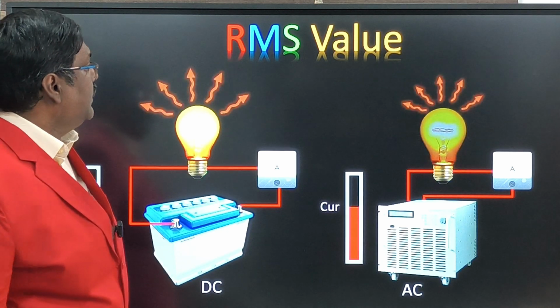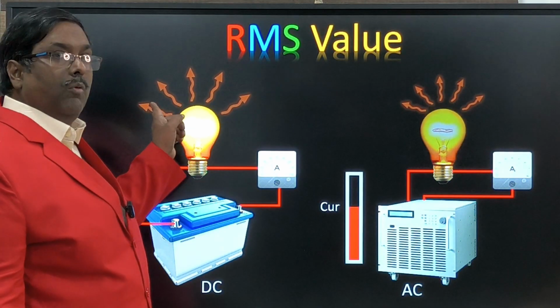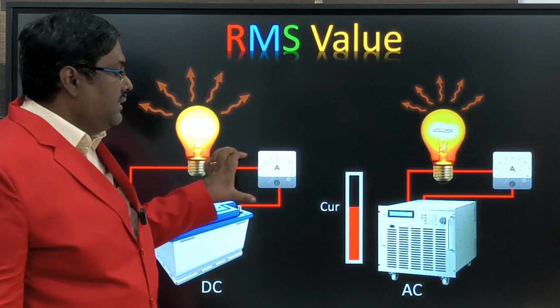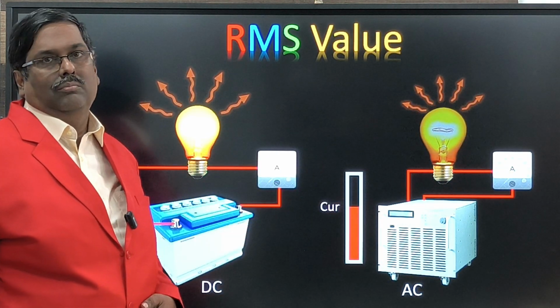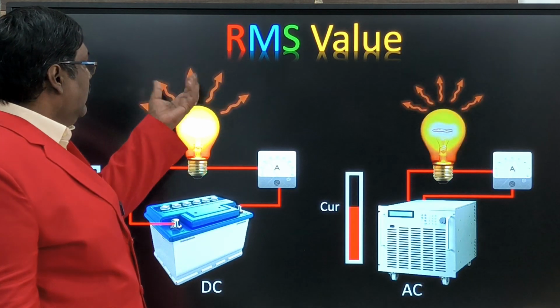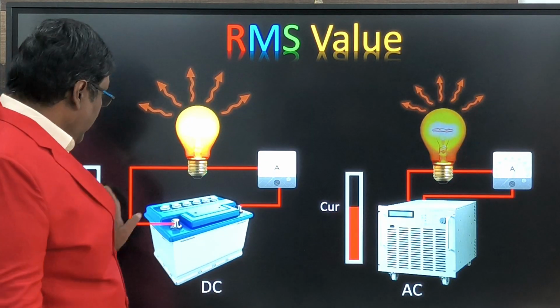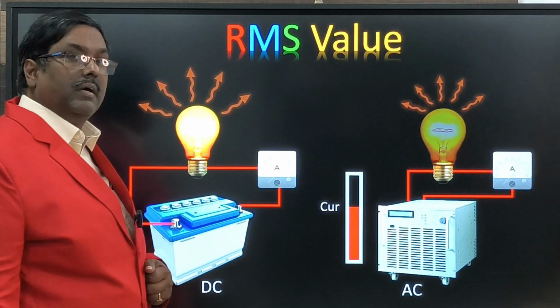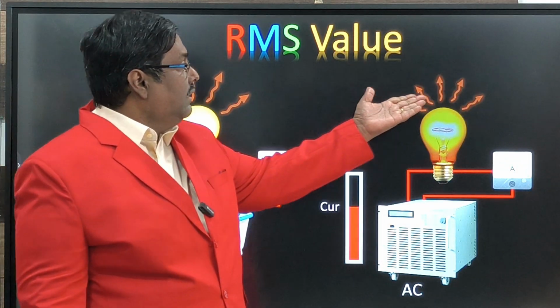You see how much is dissipating? See, this bulb is dissipating more. Because here the current and voltage are steady. There is no zero. That is why here the heat dissipation is more. The same voltage, same current, no difference. Right? So heat dissipation is more. But here you see heat dissipation less.